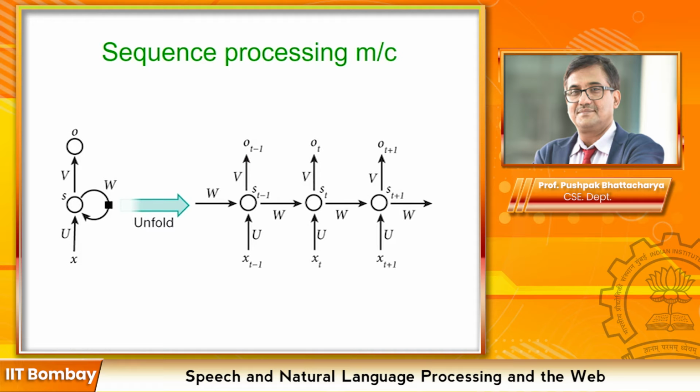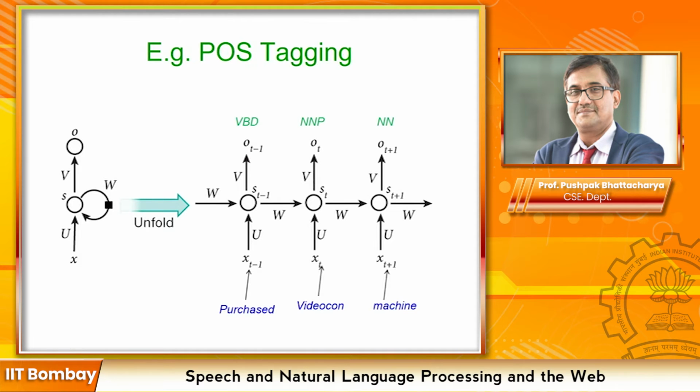So I had illustrated this with part-of-speech tagging, where 'purchased Videocon machine' gave rise to the part-of-speech sequence of VBD, past tense verb, NNP, proper noun, and NN, a noun. So here at every step, the neural network takes the input word possibly in the form of word vector, and then produces the part of speech. Now the part of speech also comes out as a probability vector. VBD will be the winner probability, and all the probability values will sum to 1.